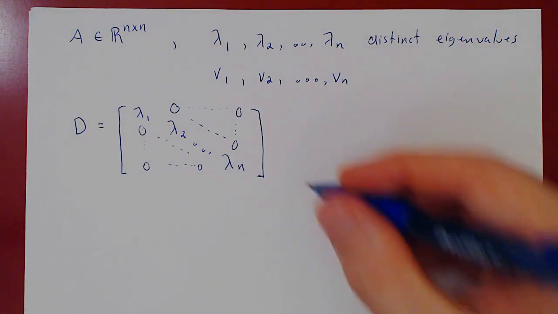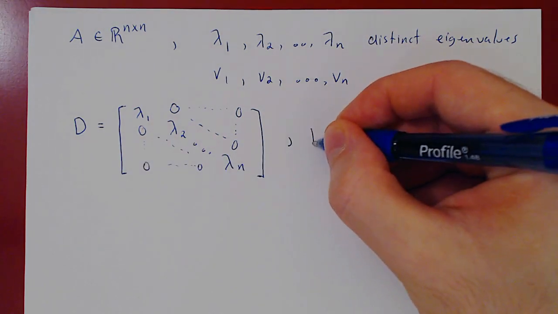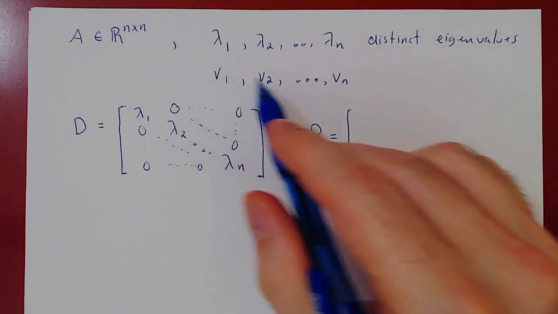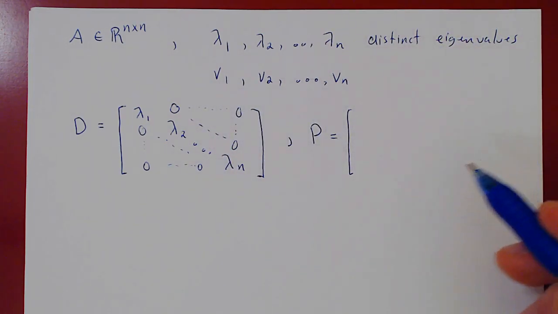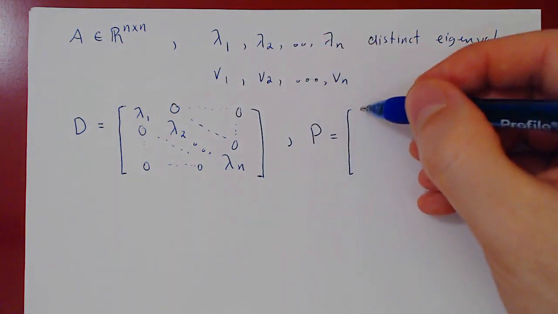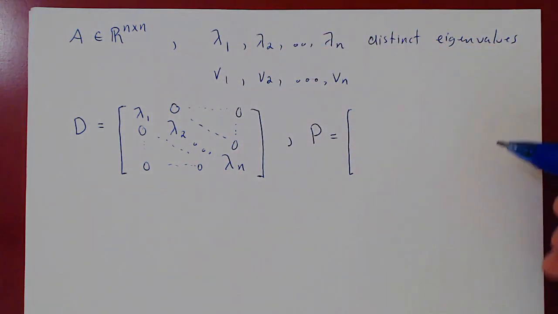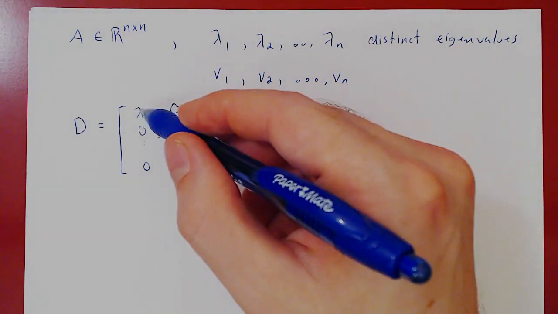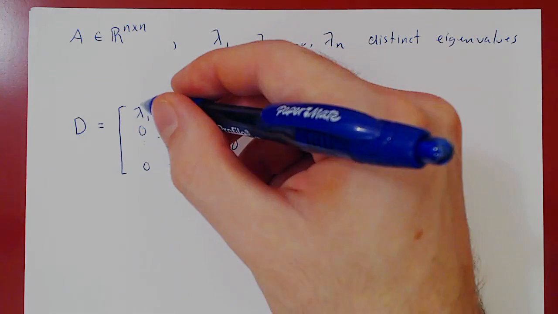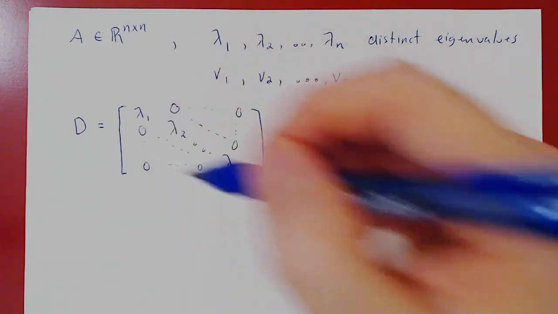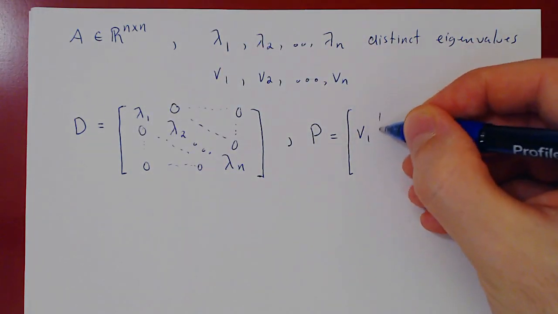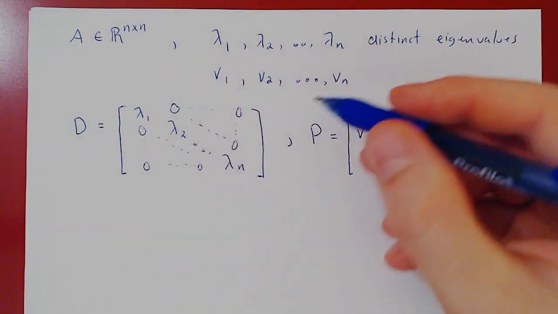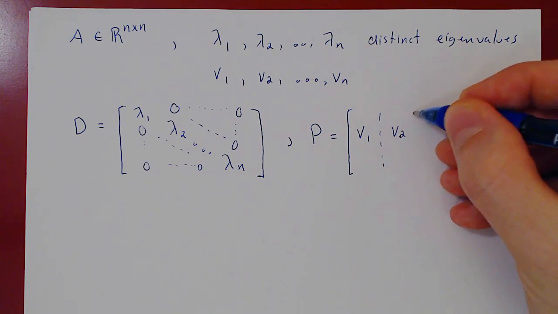That's the first matrix we form. Then we form the matrix that we'll call P. We put the vectors in place. These are column vectors, so they will build the columns of the matrix P, and we put them in the same order. So the first column of P will be the eigenvector that corresponds to the first eigenvalue, so it'll be v1. The second column of P will be the second eigenvector, v2, and so on.